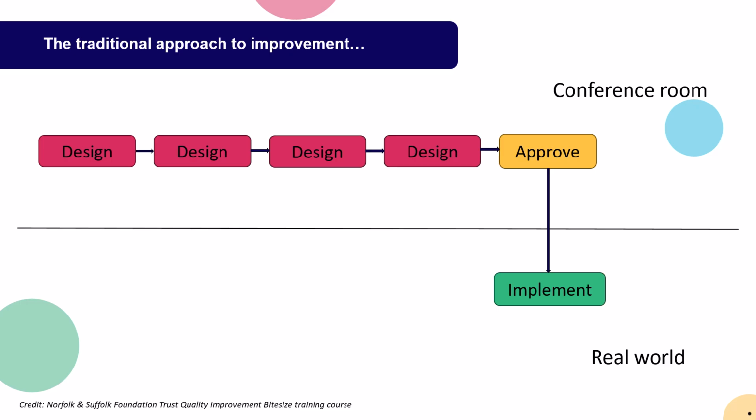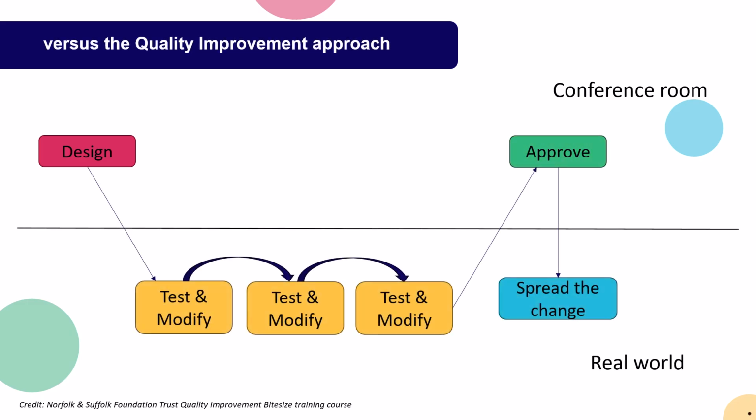The traditional approach to improvement is led from the top down with little input from the teams on the ground or service users. It spends most of the time on designing and little to no time testing or modifying changes. Whereas with the quality improvement approach, more time is spent testing and modifying change ideas before approval and spreading.